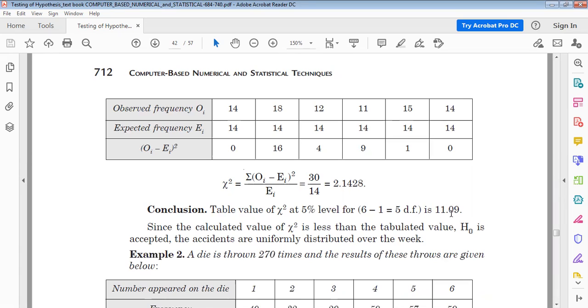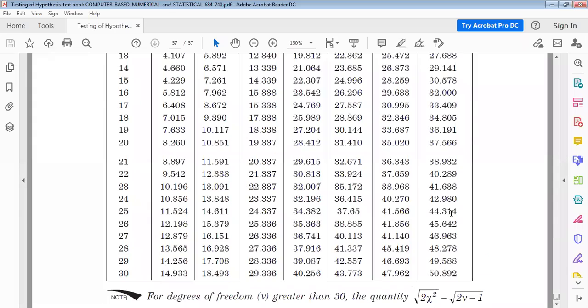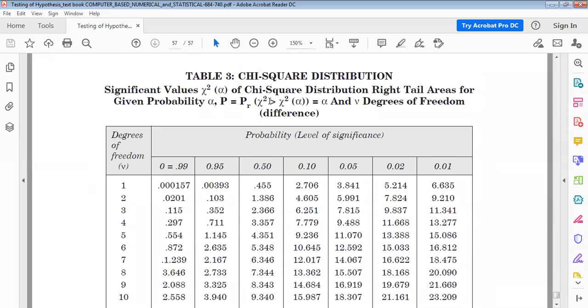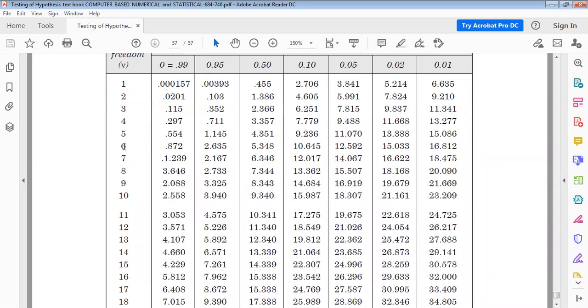of freedom, 11.9. Actually you can take it from the table. This is the chi-square table, the chi-square distribution table. So for degrees of freedom, 6 minus 1, that means 5 degrees of freedom at 5% significance level, what? 11.070. Understand? At 5% significance level at 5 degrees of freedom, 11.070. Understand everybody?